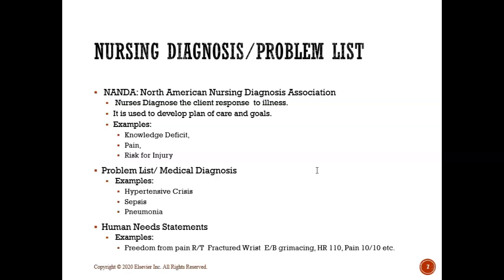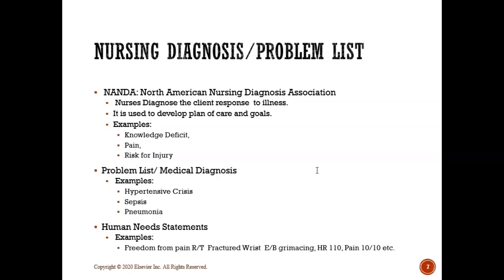So a lot of the nurses will not tell you knowledge deficit, right? A lot of nurses will start talking about the medical diagnosis or the problem list. An example would be hypertensive crisis or even just hypertension by itself, sepsis, or pneumonia. So as you can see, it's basically your medical diagnosis. Now, your textbook actually talks about the human needs statement, which is also an acceptable way of identifying your patient's problems or concerns during your shift or for your plan of care.